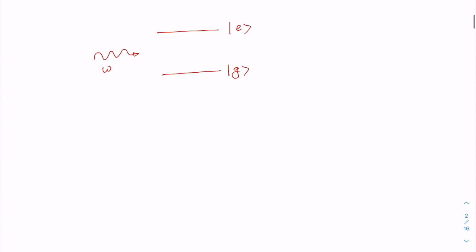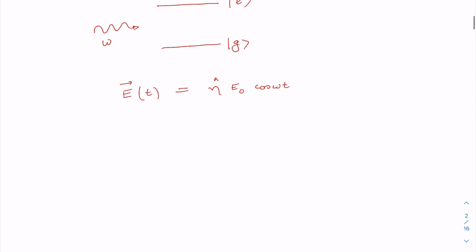We assume that the laser field is monochromatic and its electric field is represented by this particular equation: E(t) is equal to η̂ E0 cos ωt, where η̂ is the unit polarization vector of the electric field and E0 is the amplitude of the electric field.